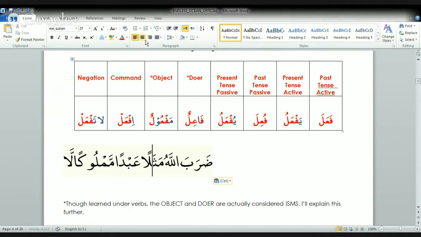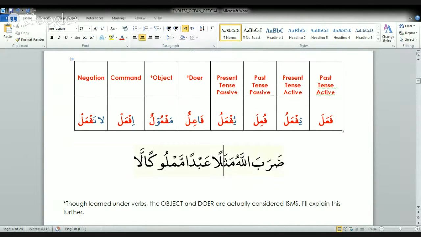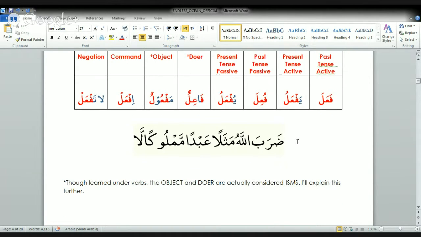Here I'm going to paste a verse. This is from Surah Al-Nahl. And in this verse, basically, Allah is saying ضَرَبَ اللَّهُ مَثَلًا عَبْدًا مَمْلُوكًا, that God is giving an example of an owned slave.